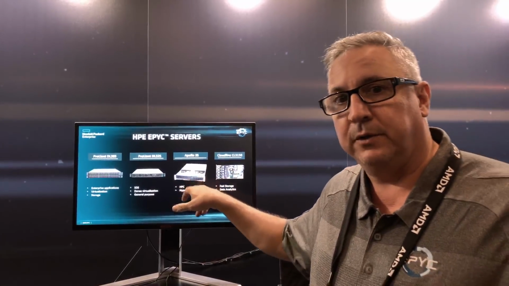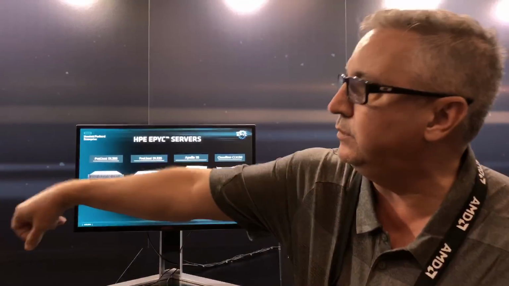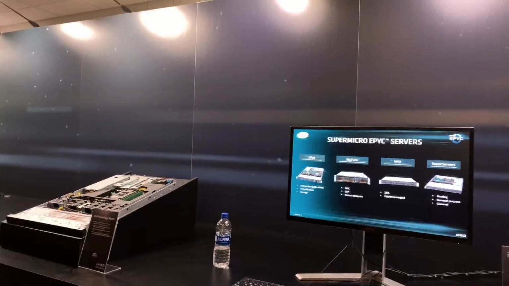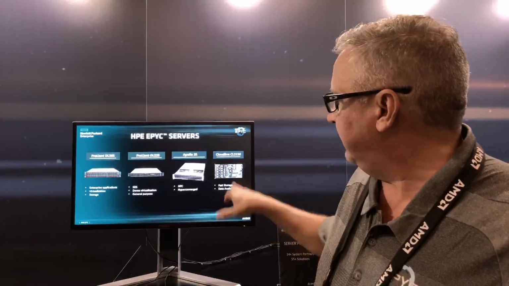We also have, in their HPC portfolio, the Apollo 35, very similar to that box right there, 4 in 2U. And we have a cloud line. We're doing really, really well with HP.